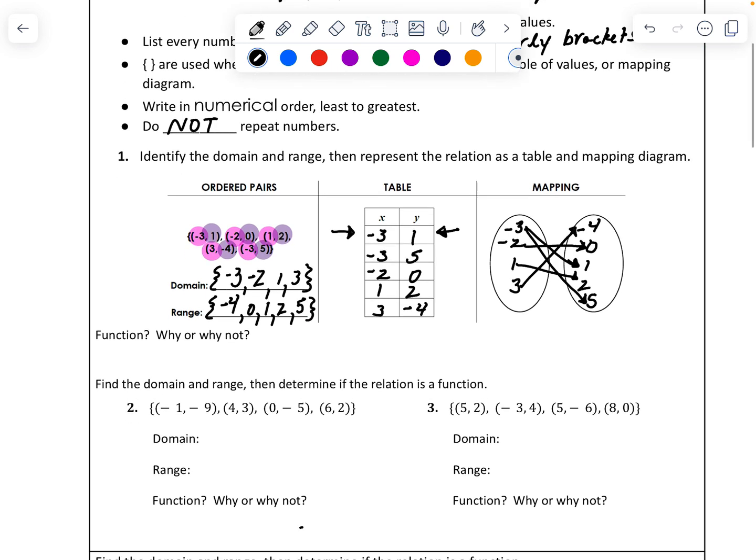Now, is this a function or not a function? So this is not a function. Repeated. X equals -3 repeats.